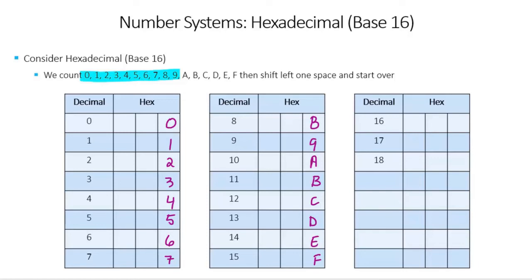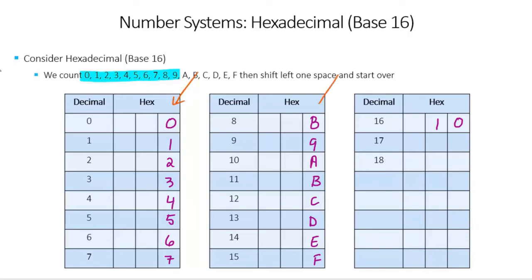Now I've used all 16 symbols. So when I add 1 more piece of candy to the pile, I pull 1 more piece of candy out of the bag. Well, I have to take that ones column, flip it back to the beginning to 0, and I increment the place value to its left by 1.